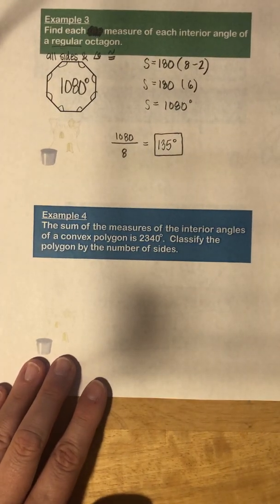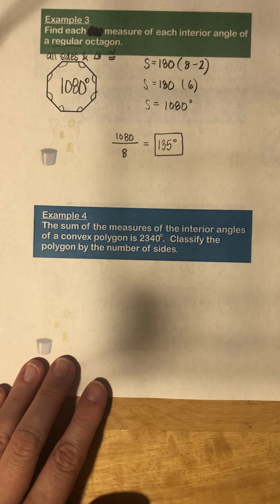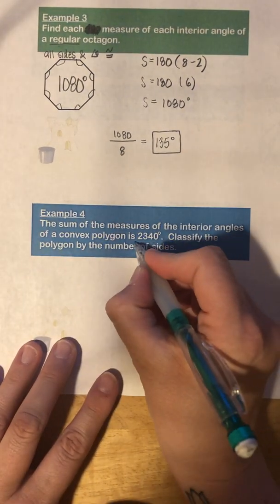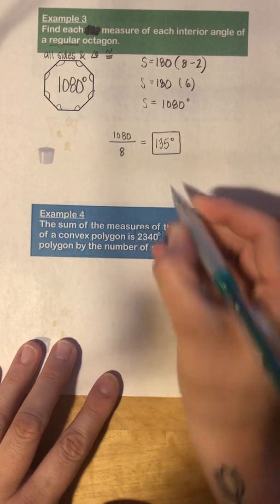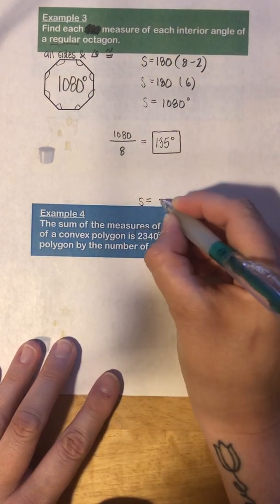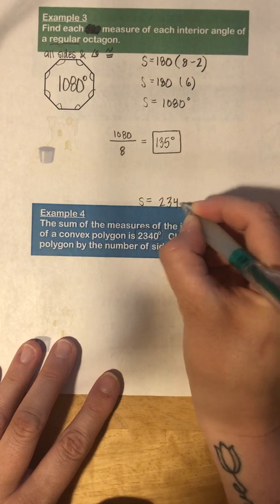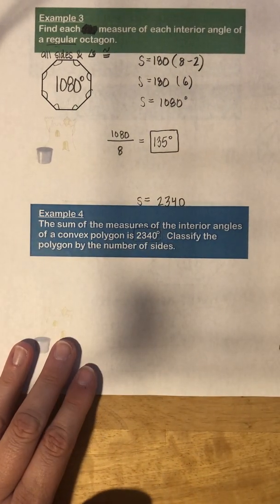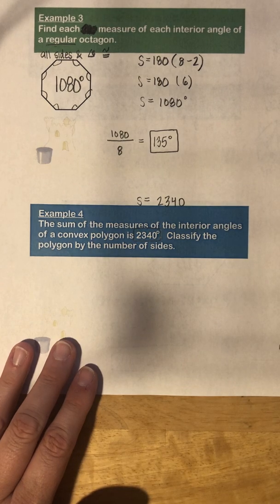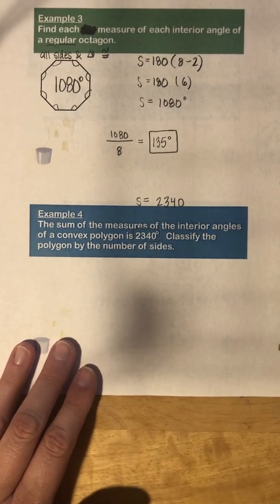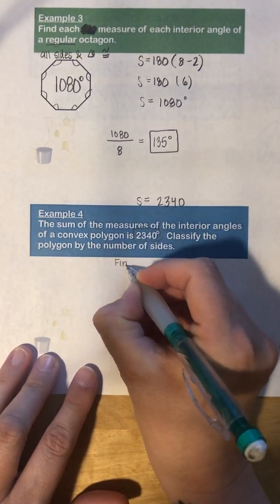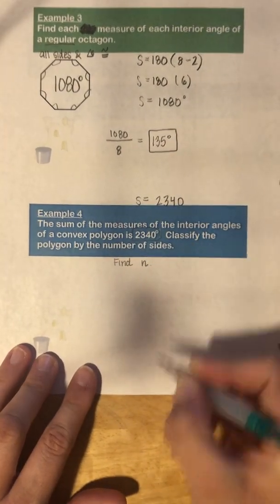All right, example 4 says the sum of the measures of the interior angles of a convex polygon is 2,340. So basically what they've given us is the value for S. Remember, the S stands for the sum of the measures of the interior angles. So that's what they gave us. So this problem is asking us to classify the polygon by the number of sides. In other words, we need to find N, right?